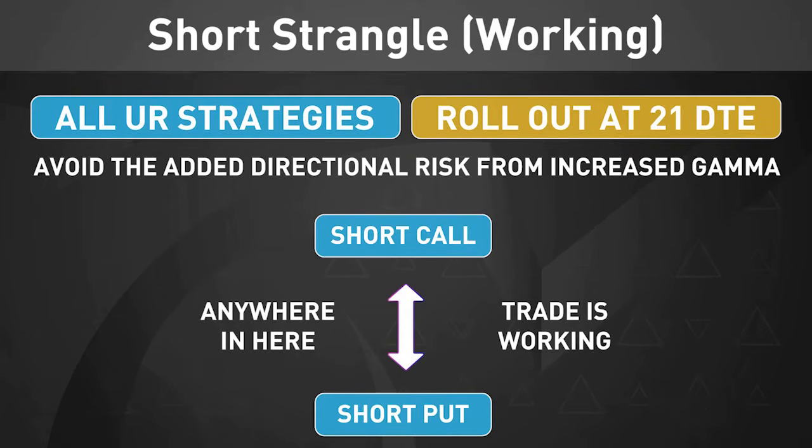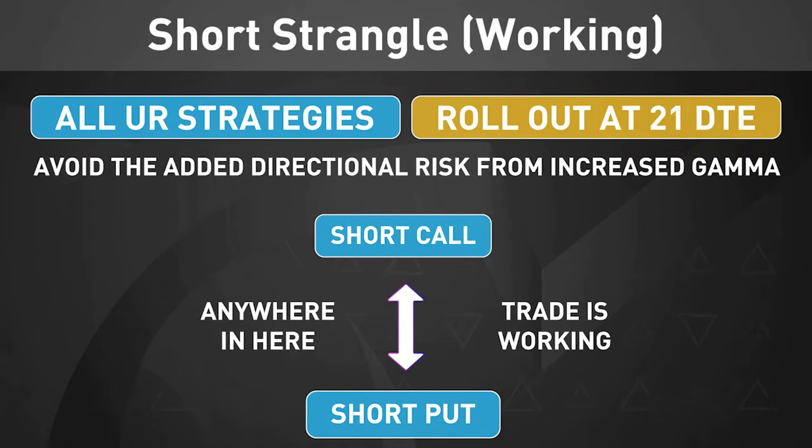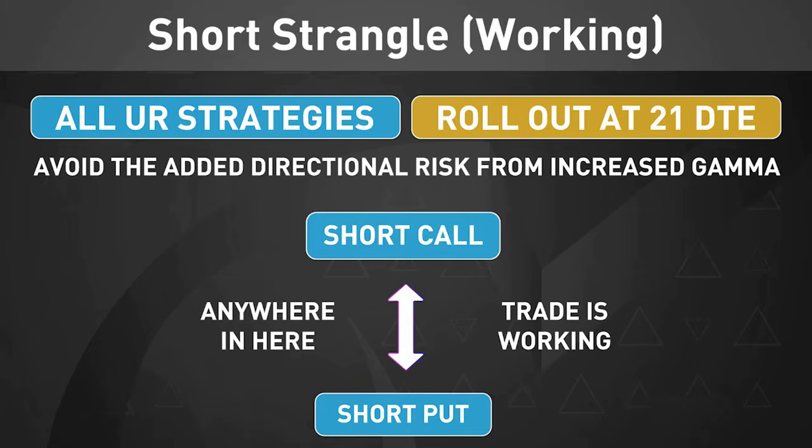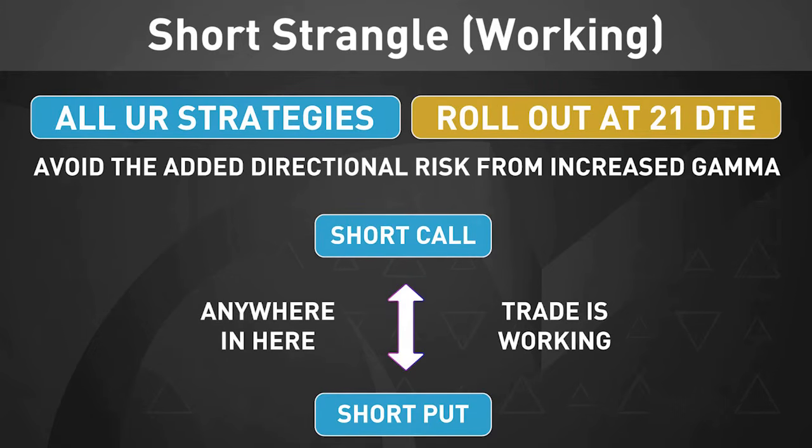So, all right, the short strangle. With a short strangle, you have a short put below the stock price and a short call above the stock price. And the simplest way to begin thinking about adjustments is this. If the stock is between those 2 strikes, don't do anything. The trade is working, so you don't have to start adjusting.